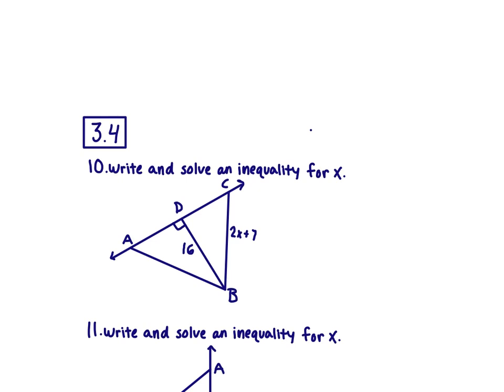Dylan, what inequality did you get for 10? I got x is greater than 4.5. What was the whole inequality that you got? 2x plus 7 is greater than 16. Perfect. So then you just solved for x. You get 2x is greater than 9. So x is greater than 4.5.